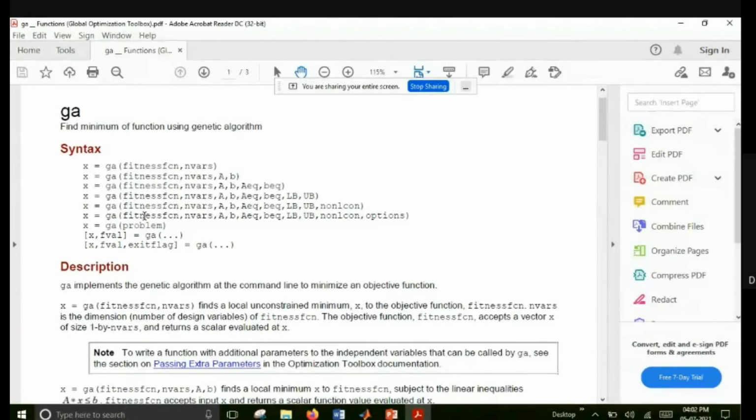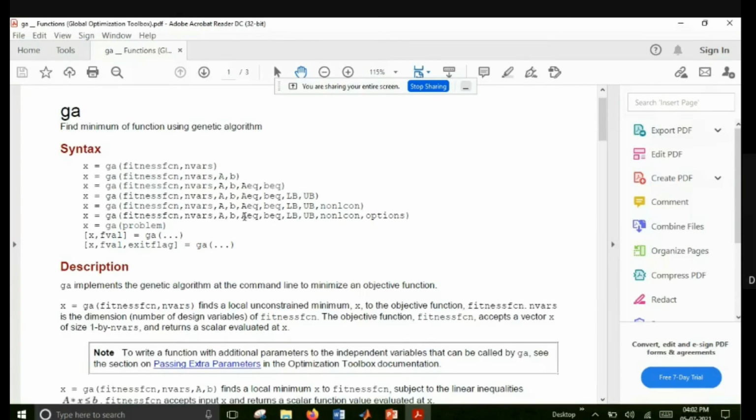First we have to write the M file for the objective function. That is the fitness function. We have to call it with an at-the-rate sign and the name of the M file of the objective function. Then the number of variables we have to specify here. Then A, B. A is a matrix representing the left-hand side coefficients of the variables of the linear inequality constraints. Then B is a vector representing the right-hand side constants of the linear inequality constraints.